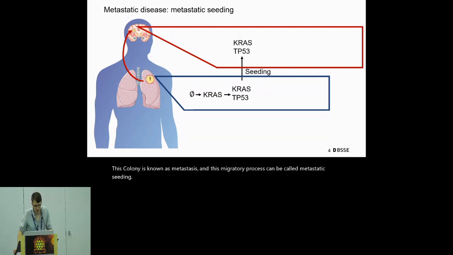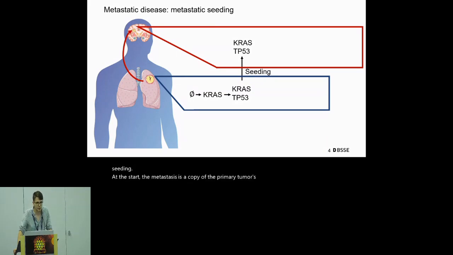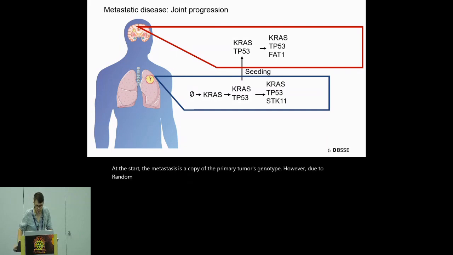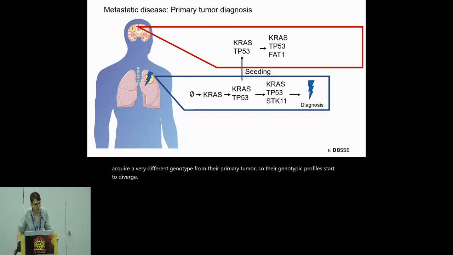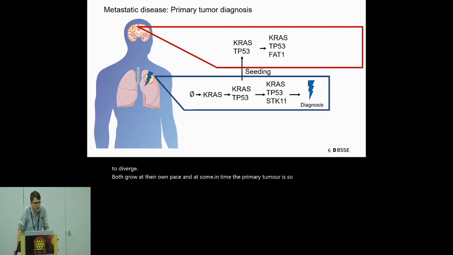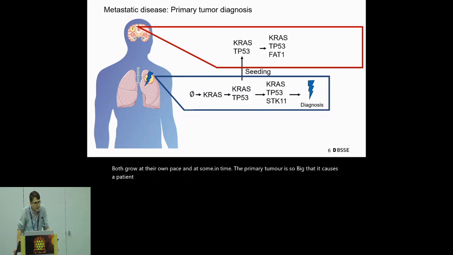At the start, the metastasis is a copy of the primary tumor's genotype. However, due to random chance and due to different selective pressures at the distant site, it might acquire a very different genotype from the primary tumor. So their genotypic profiles start to diverge. Both grow at their own pace, and at some point in time, the primary tumor is so big that it causes the patient pain. So he seeks medical attention and gets the primary tumor diagnosed.